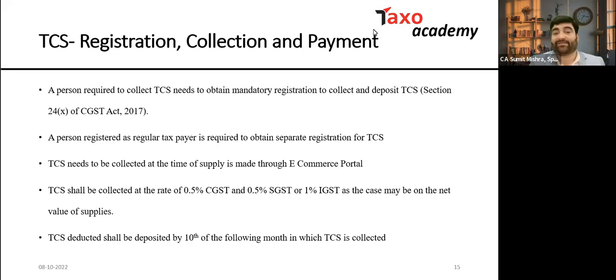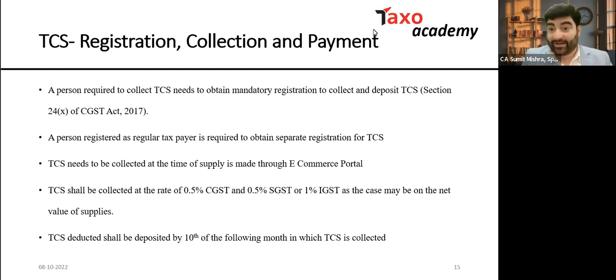Again, I said TCS needs to be collected at the time of transaction. At the time of transaction, irrespective of whether the payment is received or not. Forget about the payment. The transaction is taking place on the portal. It means you have to collect TCS on that and you have to show it in the return.